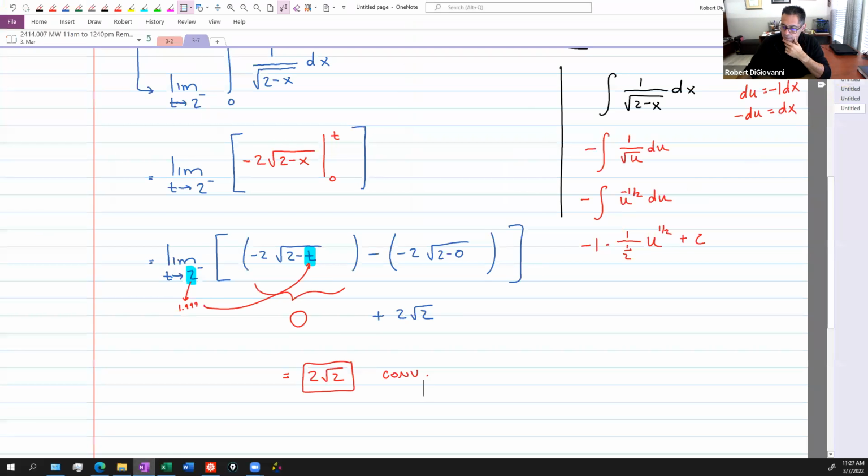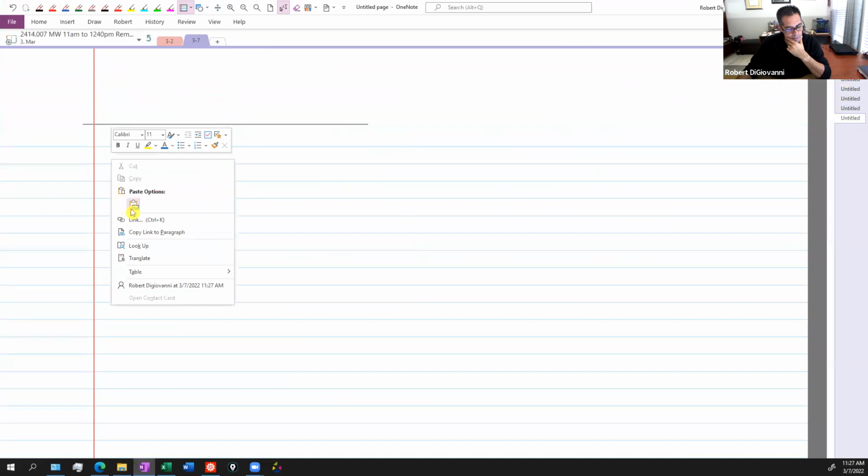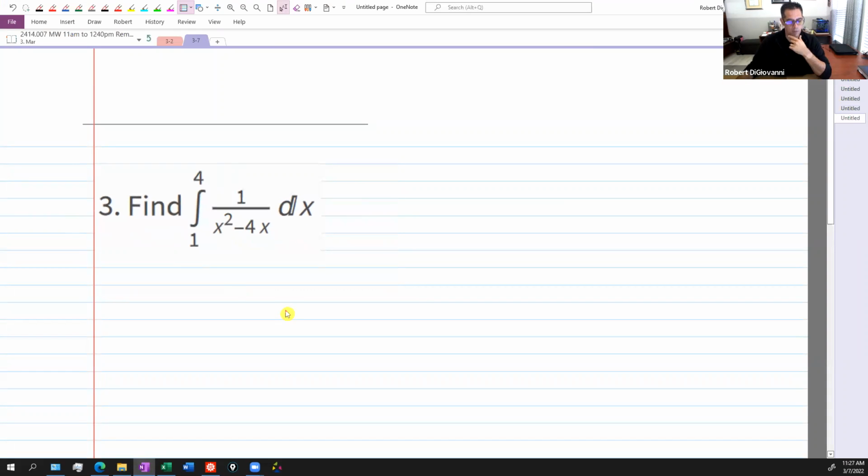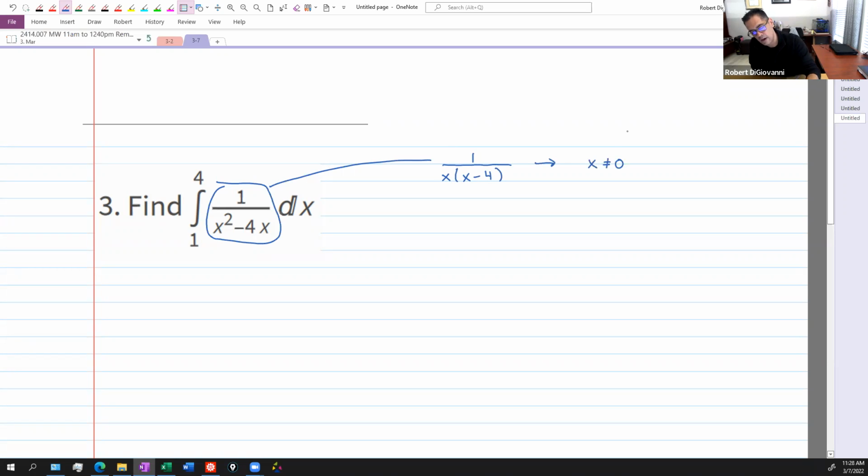Well, what about this one? All right, so I'm looking at this. And now what I need to do is take a look at the integrand and talk about what x can't be. So that integrand is 1 over, it'd probably be best if I factor out an x. And then I realize from this that x can't be 0, I have a problem, and x can't be 4. 0 and 4 are the two issues I have.